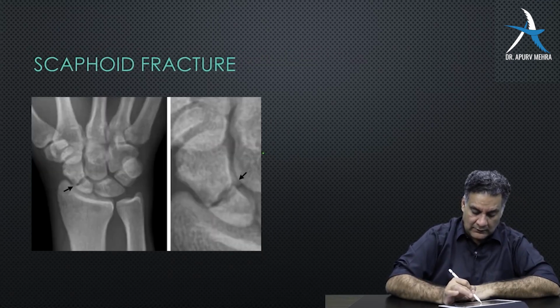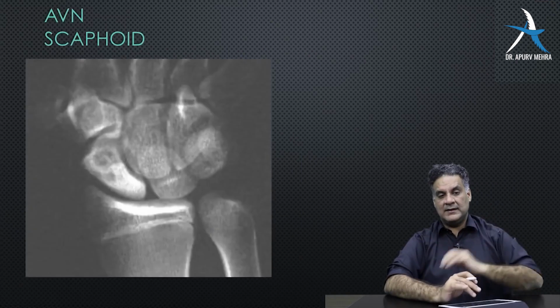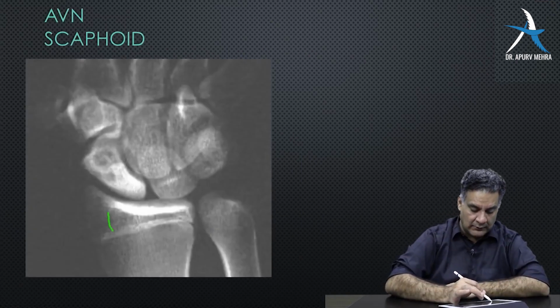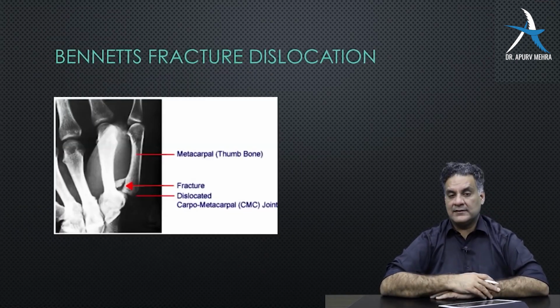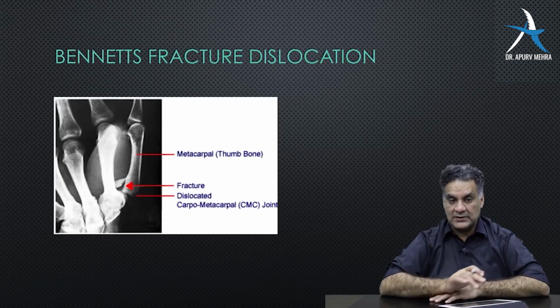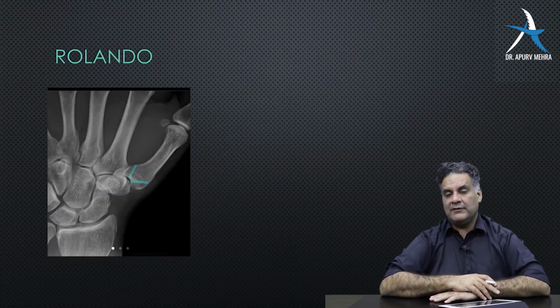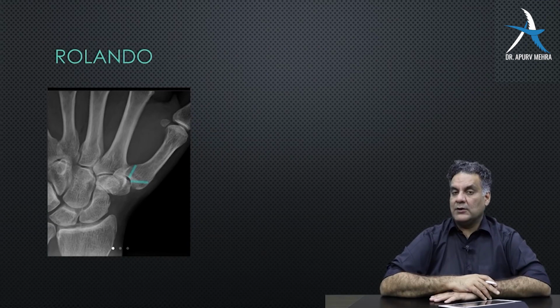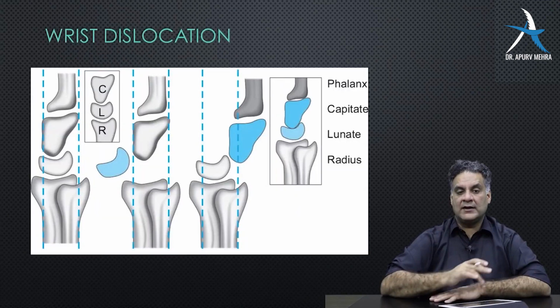This is how you have to pick up the scaphoid fracture image. Many times they ask you, and the dead bone looks more white. That's how you look at it. When you look at the fractures of the base of first metacarpal, Bennett's is a fracture of base of first metacarpal with a dislocation. And Rolando is only a fracture of base of first metacarpal without a dislocation. Both, mind you, are intra-articular.